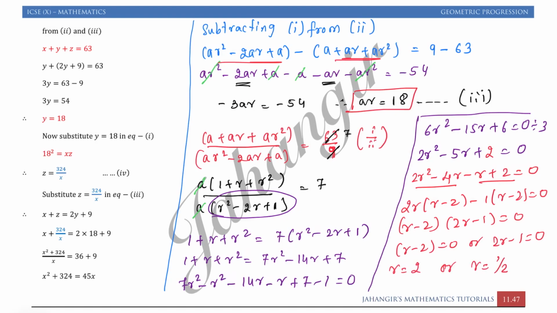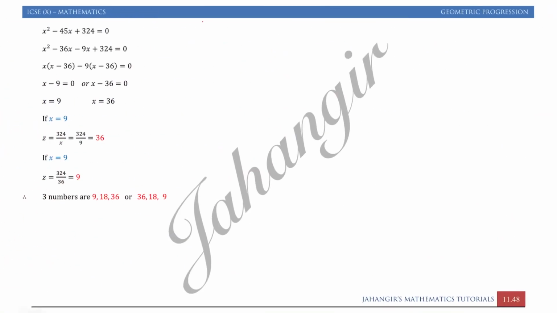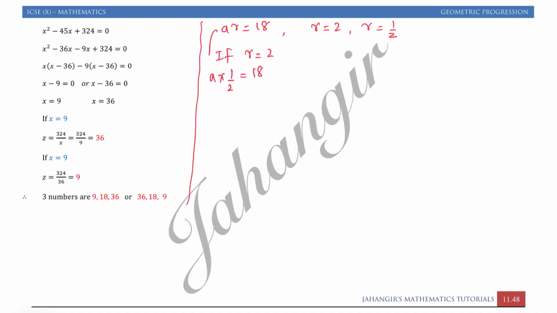We got the value of R. Now we will substitute in equation number 3, so we will get A. Let us write all values behind. In the third equation we have AR is equal to 18, and R is equal to 2 and R is equal to 1 by 2. So if R is half, A into 1 by 2 is equal to 18. Substituting here in equation number 3, this is my equation number 3. So A is equal to 18 into 2, that is 36. We got the value of A.